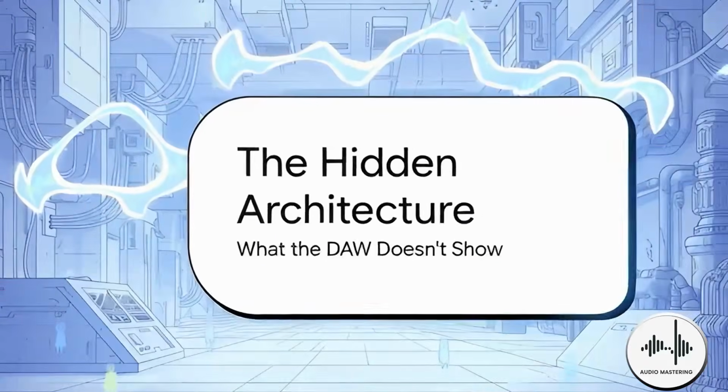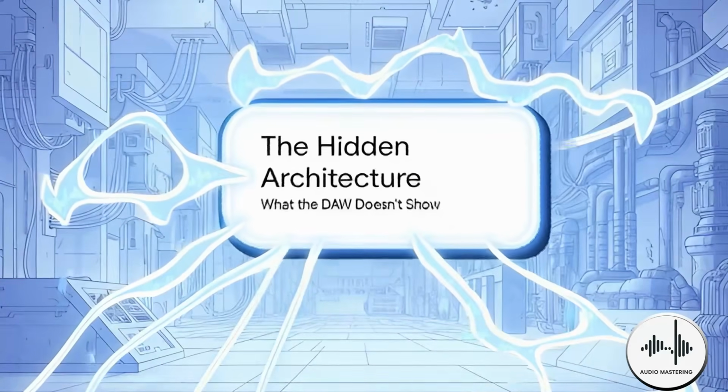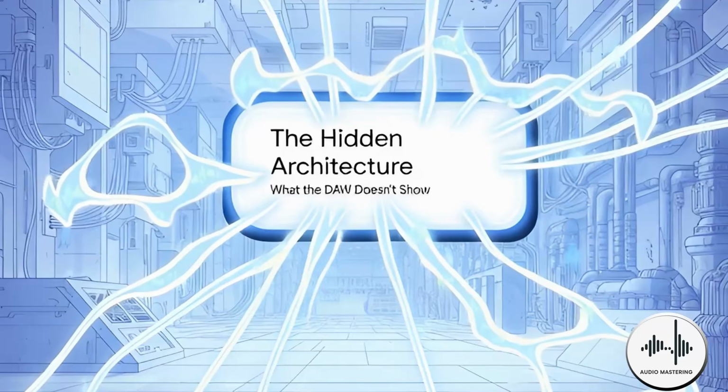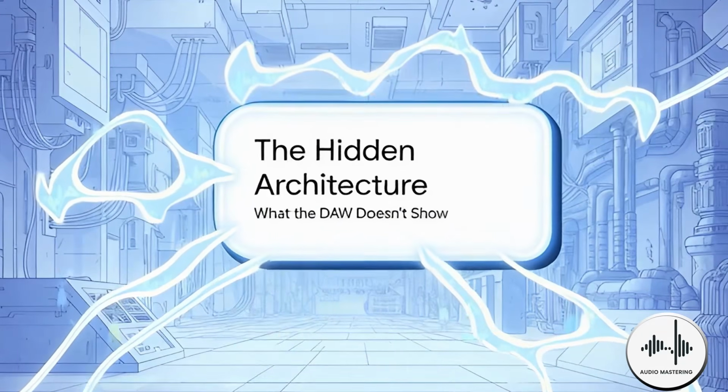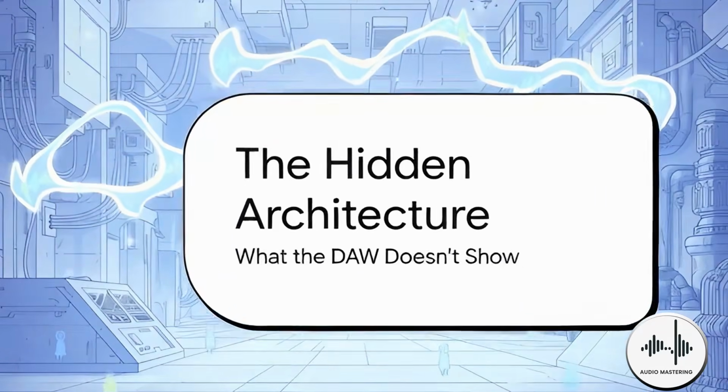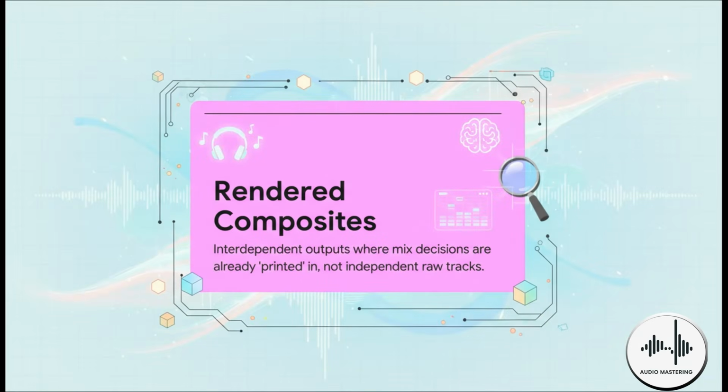To answer those questions and kind of solve this little mystery, we need to pull back the curtain and look at something you just can't see inside your DAW, the hidden architecture of how these AI stems are actually created. And this right here is the key to the whole thing. Suno stems are not like traditional multitracks, recorded from separate mics in a studio. They are what we can call rendered composites. And what that means is the AI has already made a whole bunch of really complex mixing decisions, like how the bass and the kick drum lock in together, or how the vocals sit with the snare, and all of those decisions are already baked or printed right into the stems themselves.